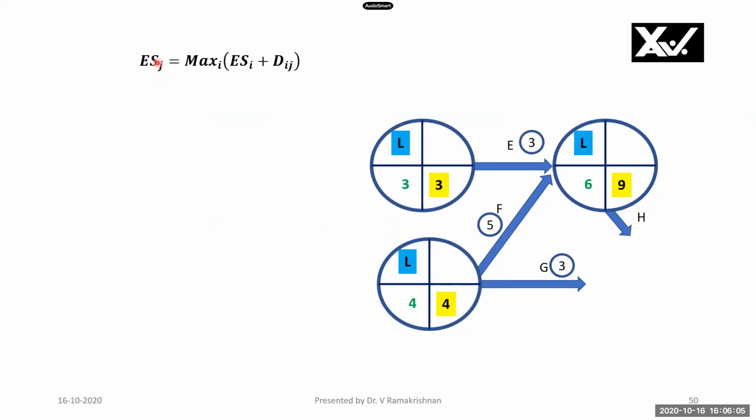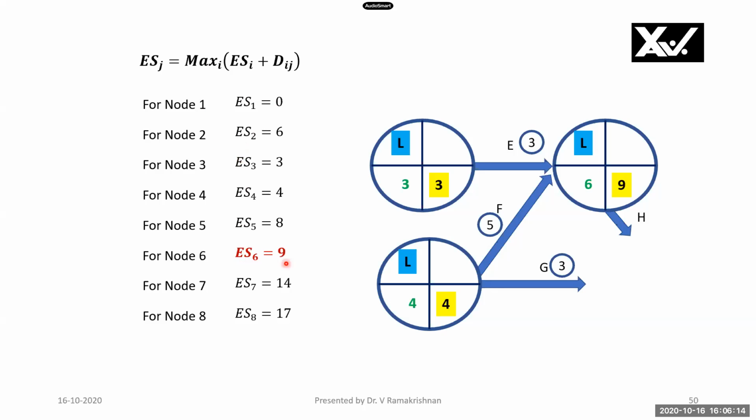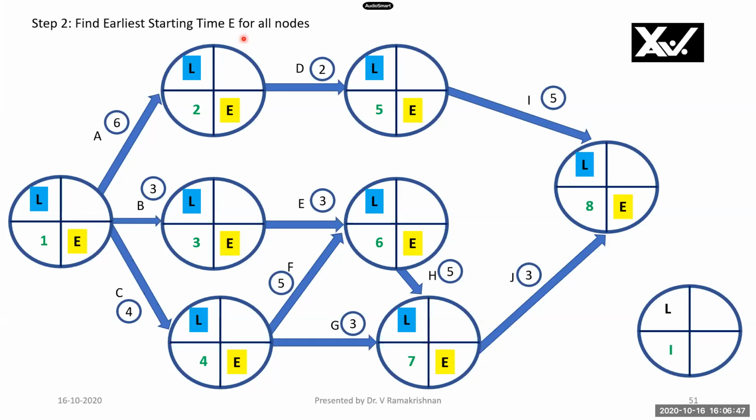Now you'll have to find out the earliest starting time for all the nodes. I've given an example here. For node 1, I'll take it as 0, and all other nodes will have to be found. See here, I will consider node number 6. There are 2 activities, E and F. The earliest starting time for this previous node is 3. Here, for the previous node, it is 4. So I have to add the activity time. 3 plus 3 is 6. And for this, it is 4 plus 5 is 9. I have to take the maximum of these 2. Therefore, I have taken 9. Similarly, I will consider all the nodes where there is an option. So see here, the earliest starting time for node 6 is 9 because 9 is the maximum of 6 and 9.